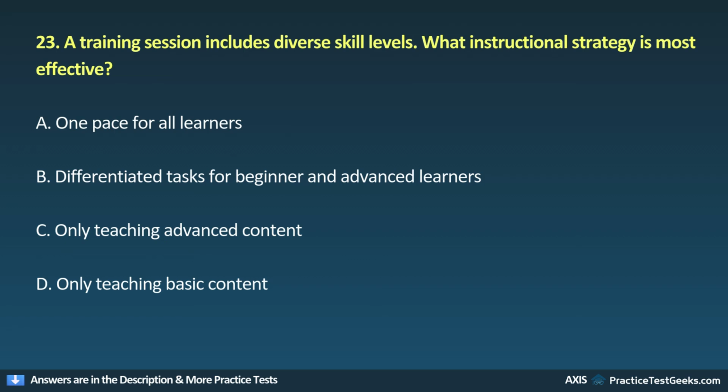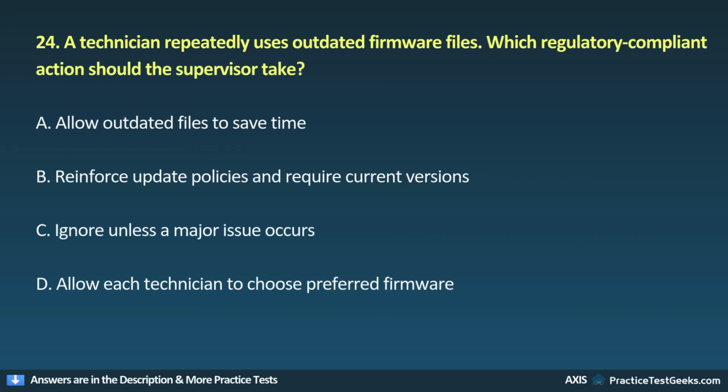23. A training session includes diverse skill levels. What instructional strategy is most effective? A. One pace for all learners. B. Differentiated tasks for beginner and advanced learners. C. Only teaching advanced content. D. Only teaching basic content.